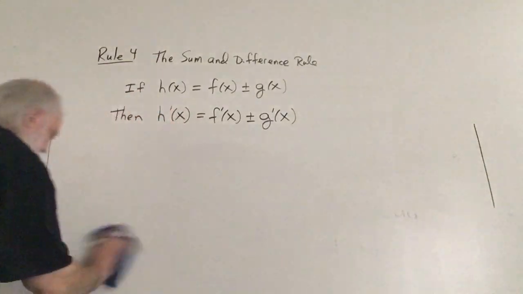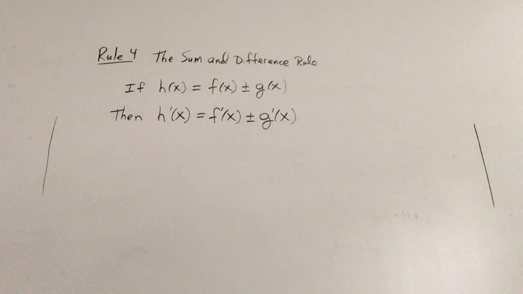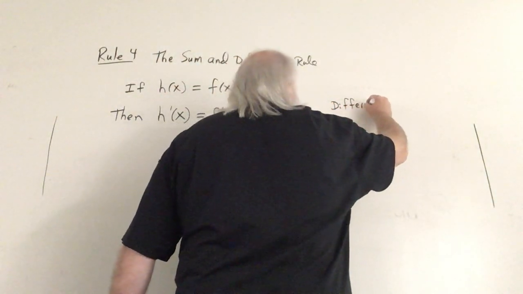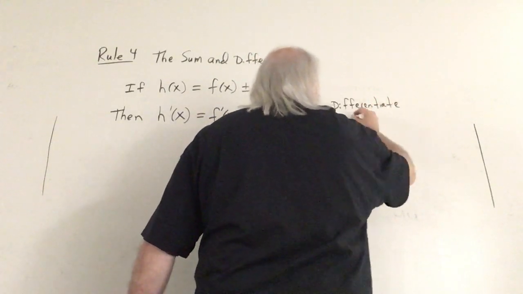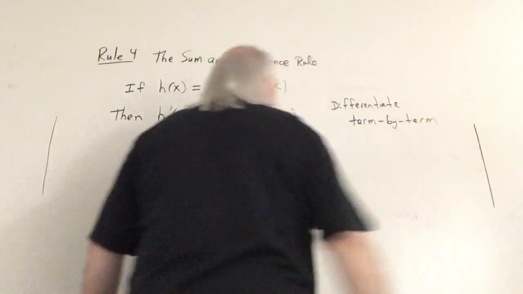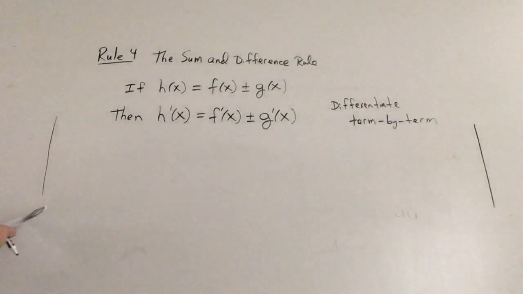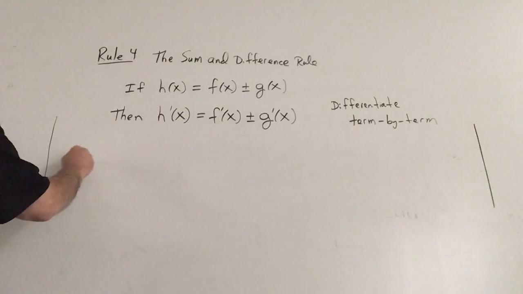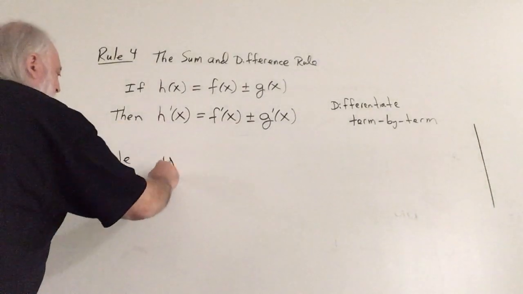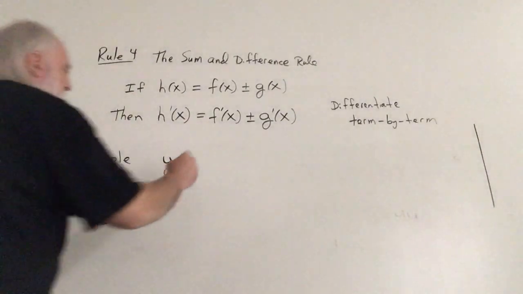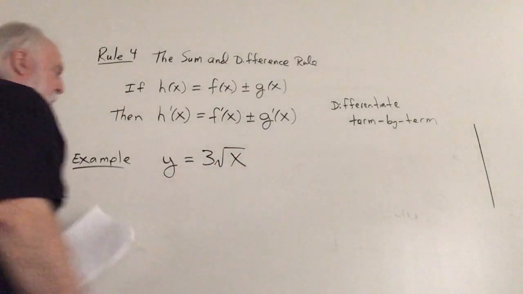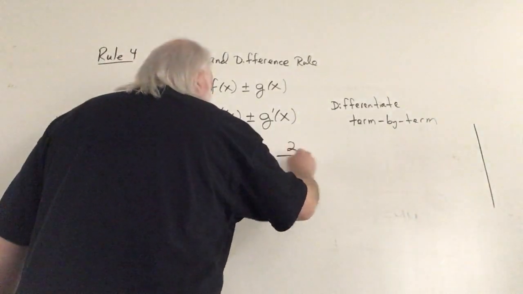So this says that we can differentiate term by term of a function with multiple terms. So as an example from your packet, we have y is equal to 3 times the square root of x plus 2 over x cubed.